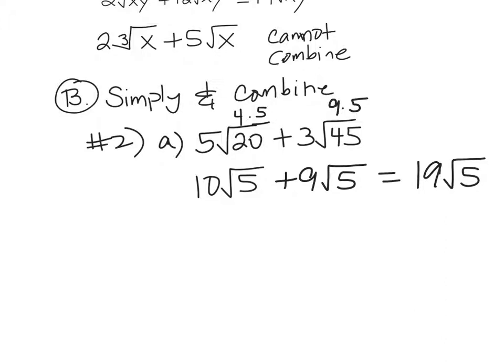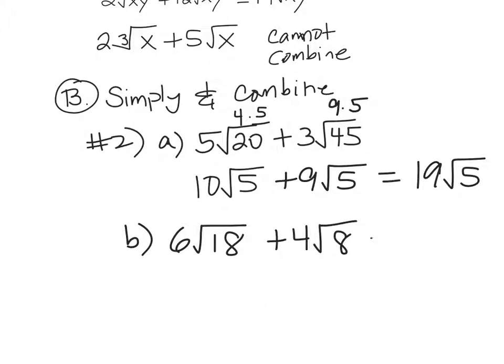All right, what's that? You want to try one? Okay. Yeah. All right, here we go. You try this one. How about 6 rad 18 plus 4 rad 8 minus 3 rad 72. Okay, I'm going to let you try this one.